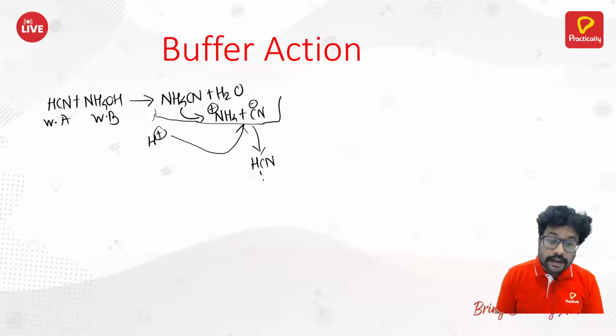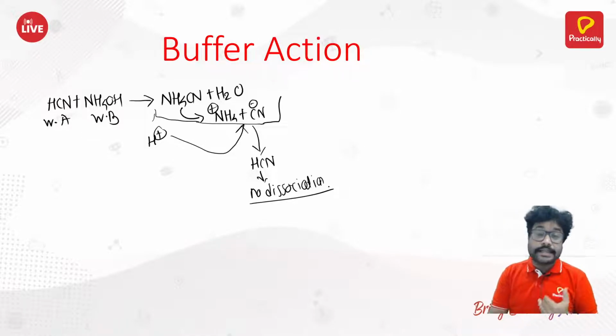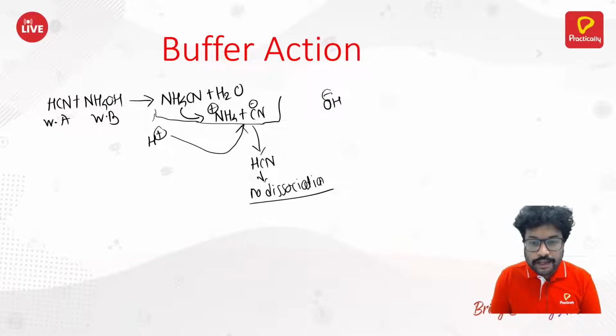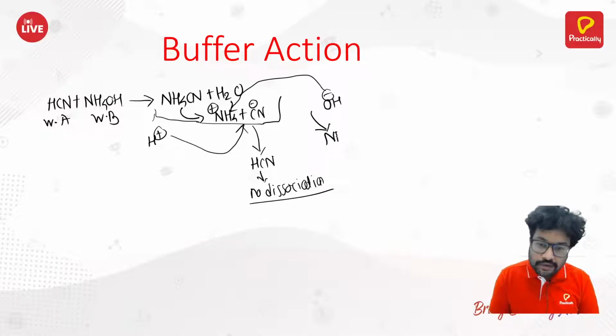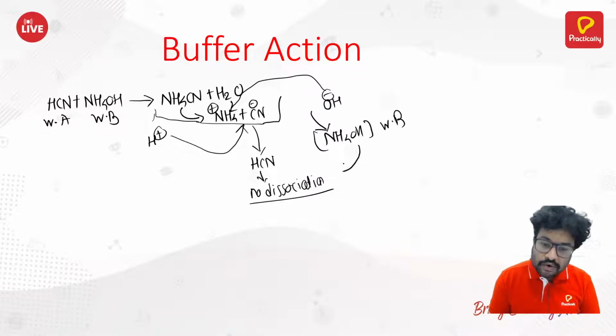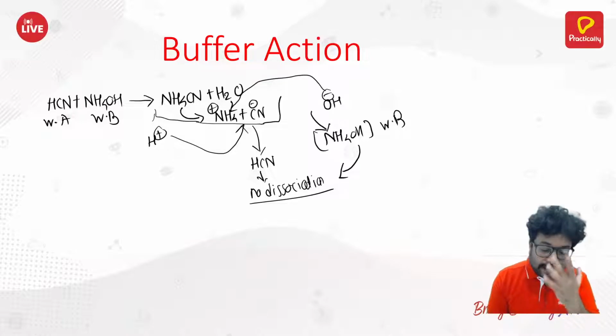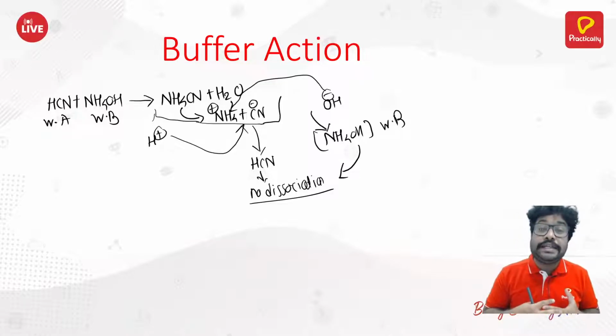Now this HCN will not dissociate further. Since it doesn't dissociate further, the H plus ion has actually gone. Similarly, if you add OH minus, it would be absorbed by NH4 plus, giving you NH4OH. NH4OH, again a weak base, shows no dissociation. That is how the added H plus and OH minus ions get absorbed by the given system. That is how the simple buffer solution maintains the pH.